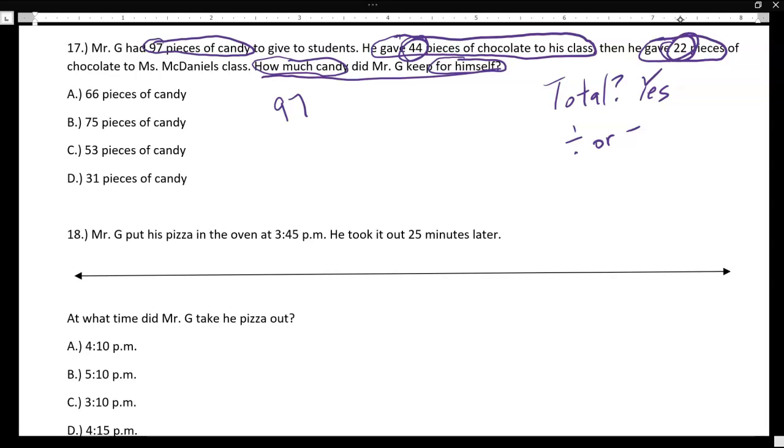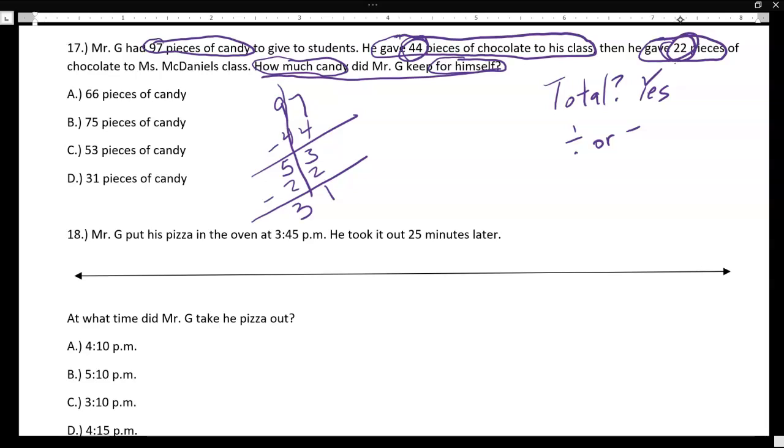Number one, you could do 97 minus 44, which would be 53. And then you still have 22, right? Then you minus 22 gives you 31. That's one way to do it.